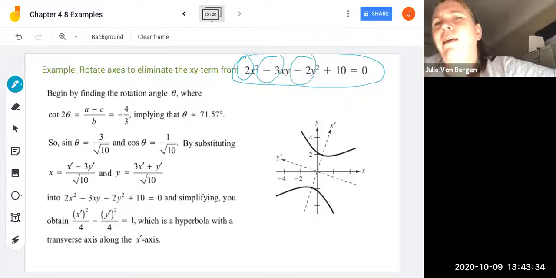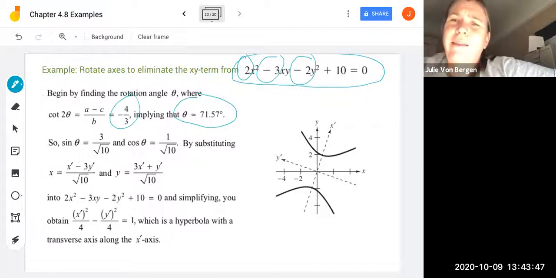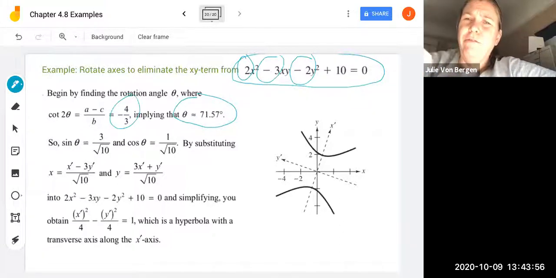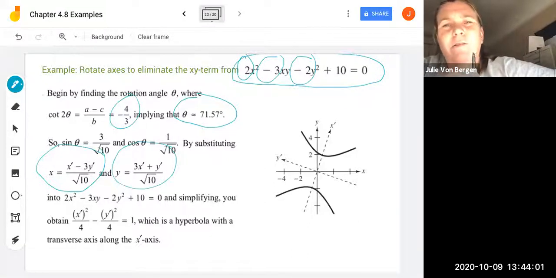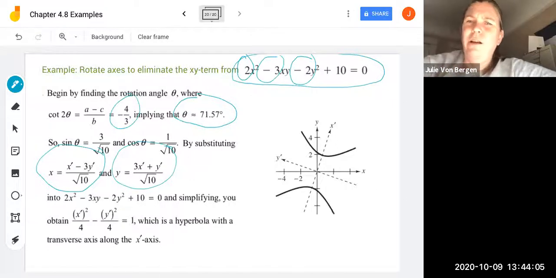So that's going to give us +4 on top and a -3 on bottom. So we get -4/3. And then working backwards, we can find that theta is 71.57 degrees. So sine of theta equals 3/√10, and cosine of theta equals 1/√10. And then we can substitute in using our formulas for x and y, using what we know about sine and cosine here. And so we plug those into the original equation here.